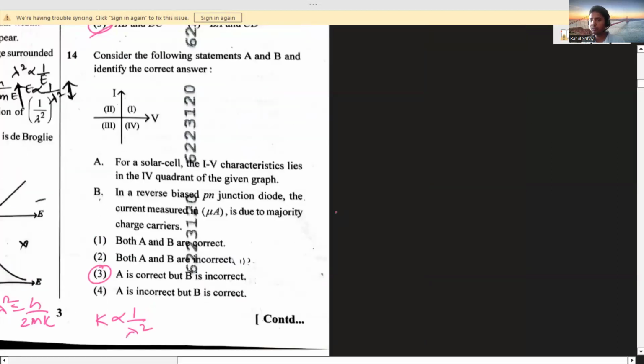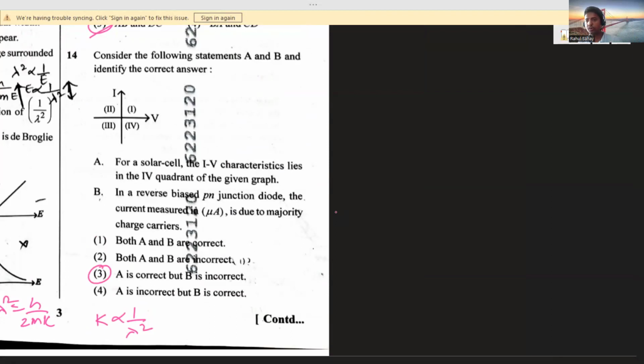14th, NCERT direct graph. They can always ask LED and solar cell or photodiode, anything. We have always highlighted this point. So the graph for a solar cell will be like this, in the fourth quadrant, correct? And they operate in reverse bias. Option A is correct. Option B is also correct, but it is due to minority charge carriers, so option 2 is not majority. So you need some concentration while reading the question, and you have to have clarity about how a diode and a solar cell operate. So option A is correct, option B is incorrect, option 3 here.